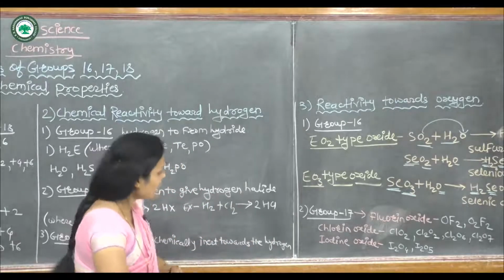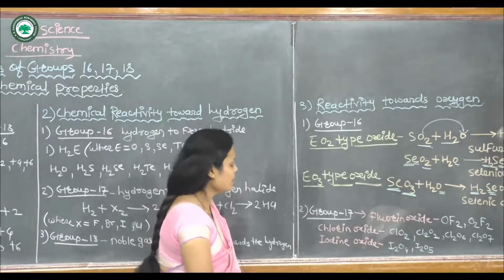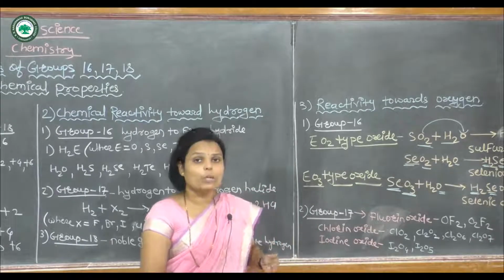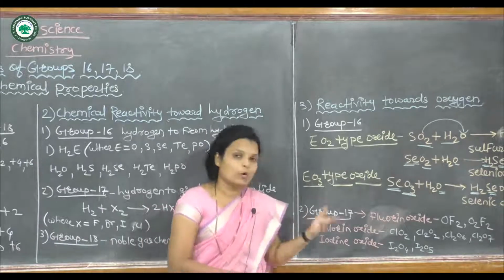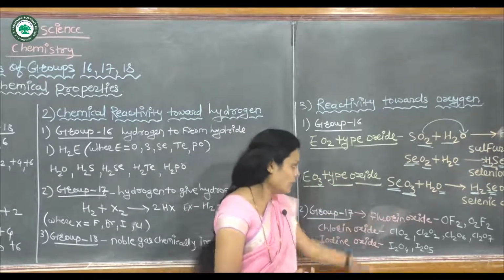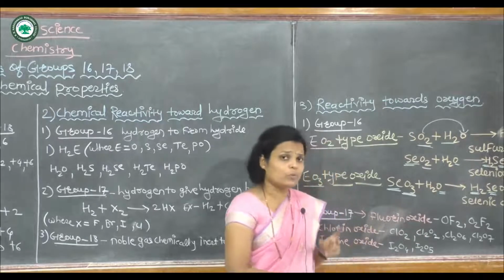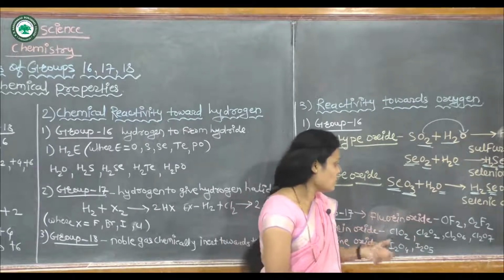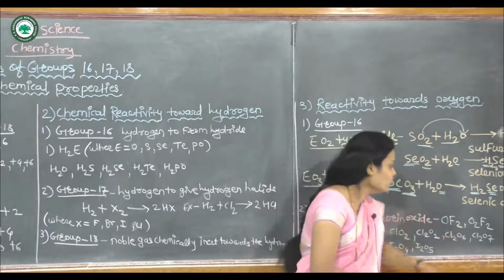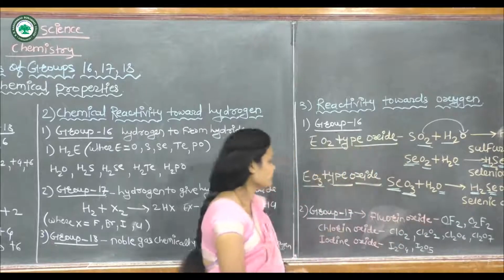Now group 17. Group 17 elements, fluorine, chlorine, bromine, iodine, react with oxygen, and firstly fluorine oxide forms, in which 2 types of compounds are formed. Here is OF2, then O2F2.